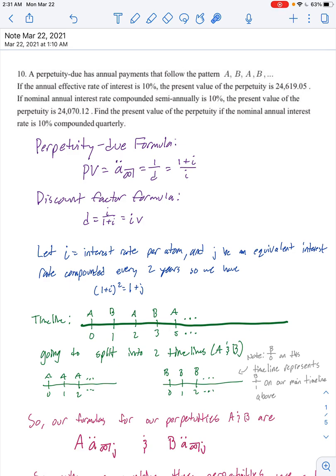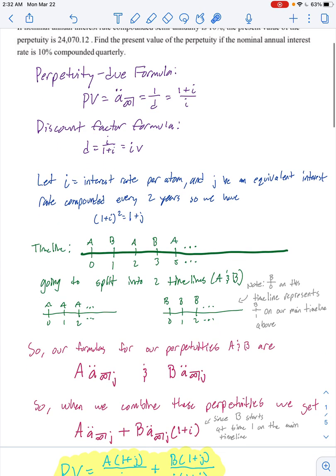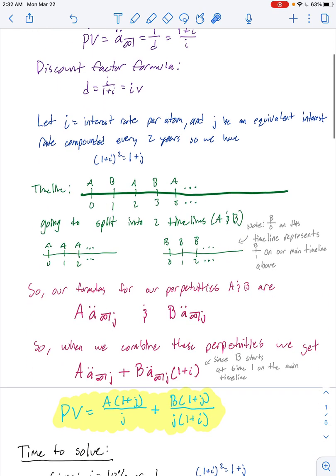So first things first, we're going to write down our formulas. We have our perpetuity due formula here, and then we're going to have our discount factor formula that we use in making our perpetuity due formula. So then we're going to have I be the interest rate per annum as usual, and then we're going to get J to be our equivalent interest rate compounded every 2 years. So to get that, we have this little formula right here.